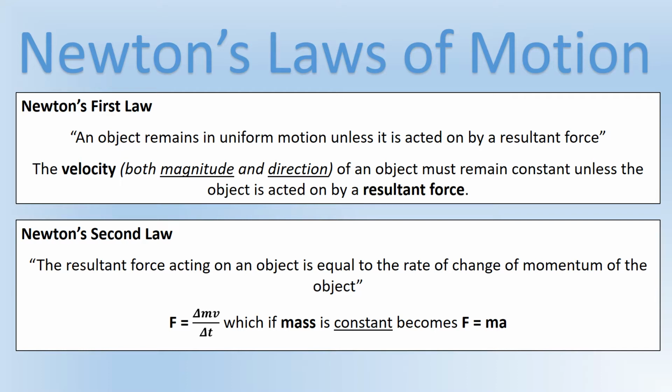And then Newton's second law: the resultant force acting on an object is equal to the rate of change of momentum. And we often express that in the form of this equation: force is change in momentum over change in time. And then we can get the most common form, F equals ma, but we get that by assuming that mass is constant. So those are our first two laws. Let's see how well you understand these two laws.